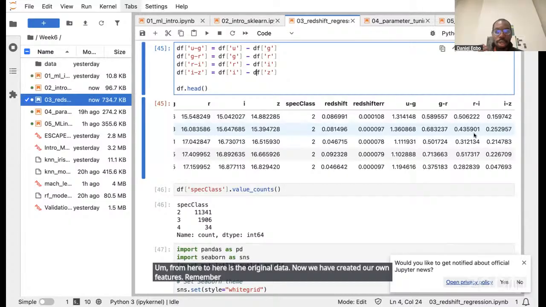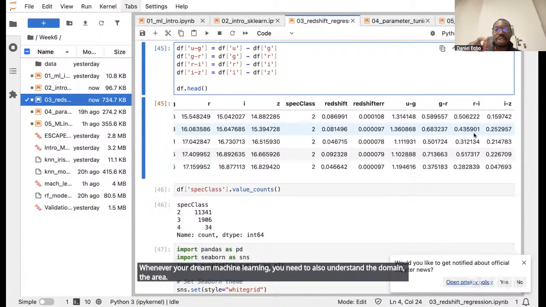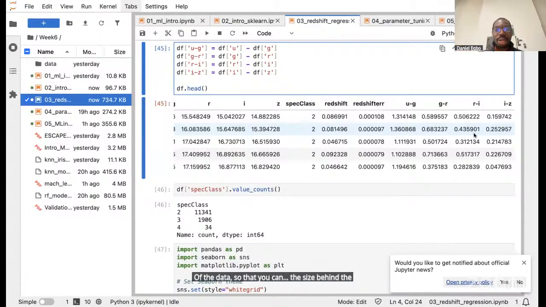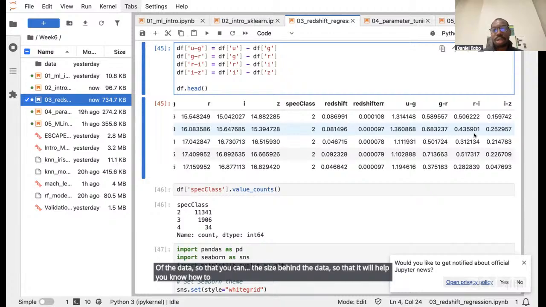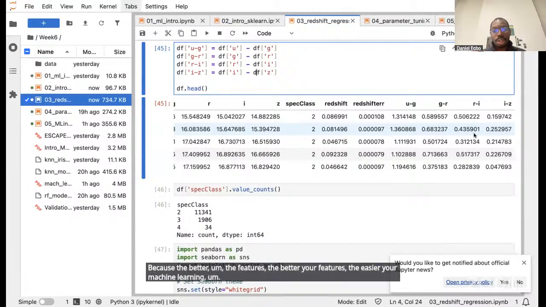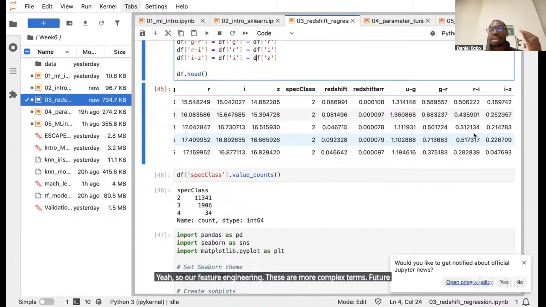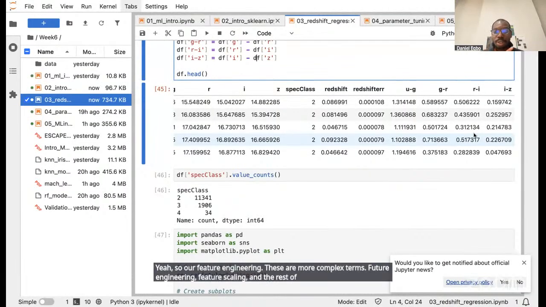Remember I told you, whenever you're doing machine learning, you need to also understand the domain, the science behind the data, so that it will help you know how to create even new features. Because the better your features, the easier your machine learning task will be, because it will be easier to learn quite well compared to when you've not done a bit of data transformation, or feature engineering. These are more complex terms: feature engineering, feature scaling, and the rest of them. But it's not part of this course. I also provided a link in the notebook where you can learn about these things.